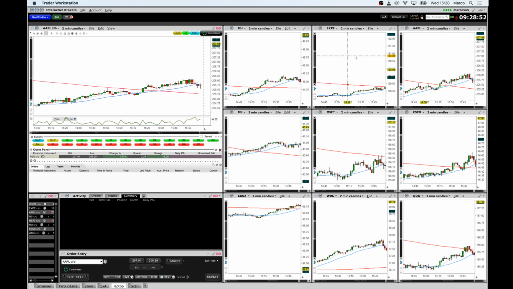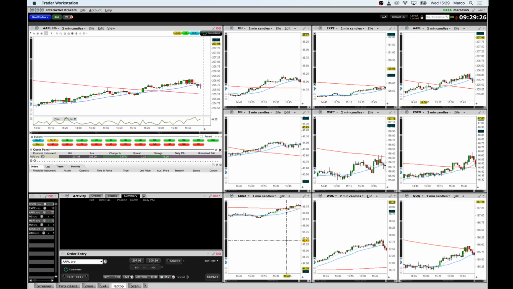So except Expedia here, I think the lot that I will be using will be more or less 20 cents, except for Microsoft as well, but 20 cents maximum. So that means 20 cents risk is 50 shares. On Starbucks also it's 25.